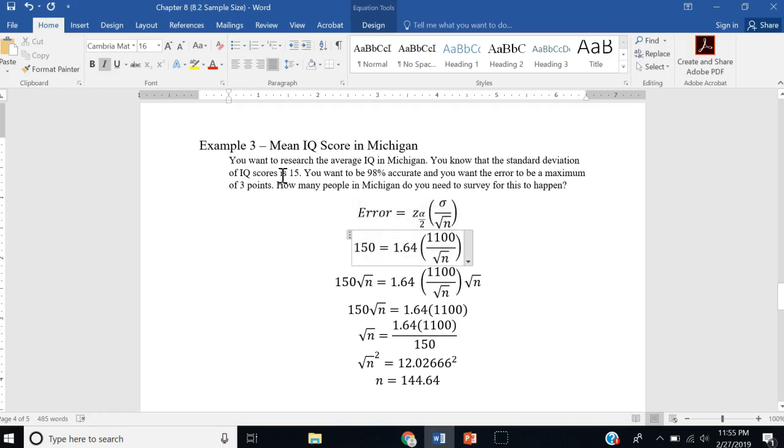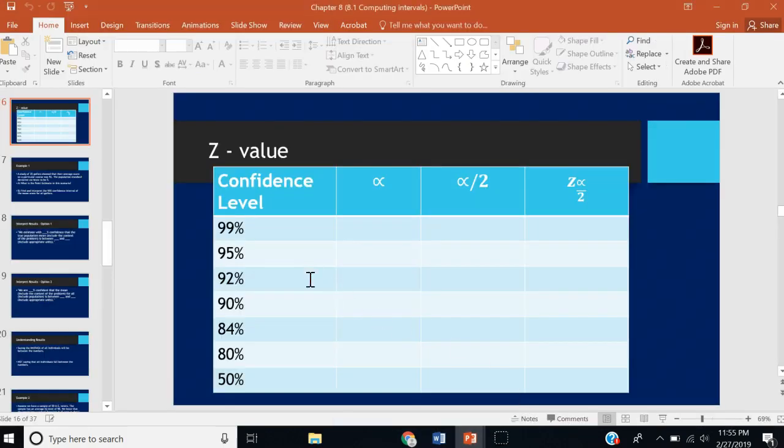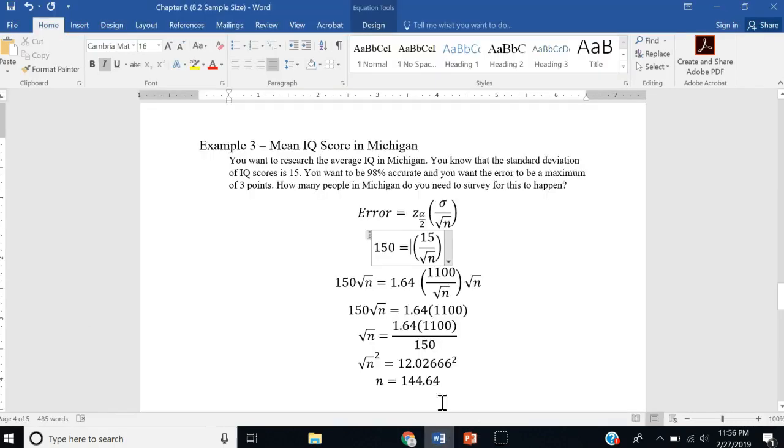We know the standard deviation of IQ scores is 15, so we'll put that in for the standard deviation. We want to be 98% accurate. Again, we flip back to that table. 98% accurate. Well, that's not on my table, but I can fill it out. 98% accurate means I have a 2% chance of getting it wrong. That means 1% chance on each side, 0.01. When I do inverse norm of 0.01, comma 0, comma 1, I get a 2.33 as my z-value. So my z-value should be 2.33.